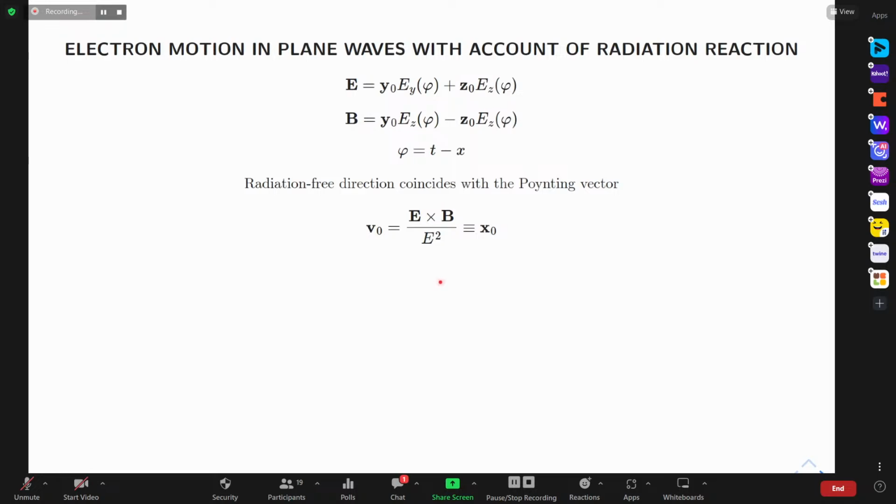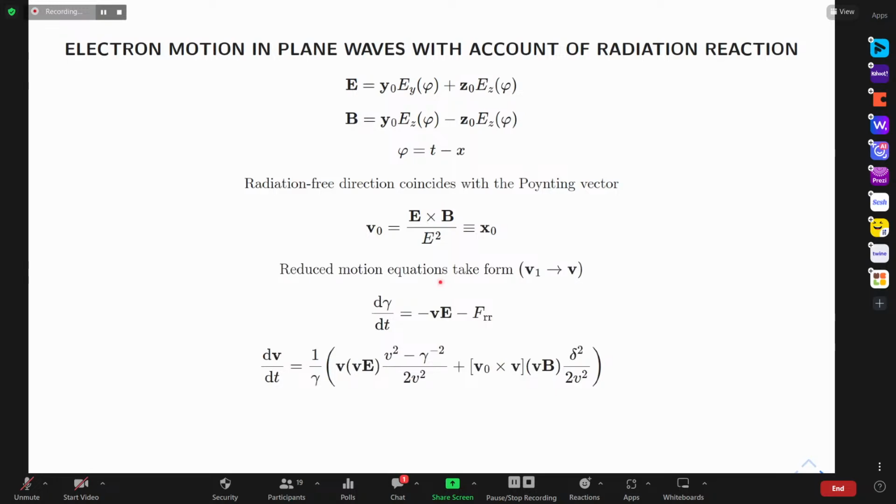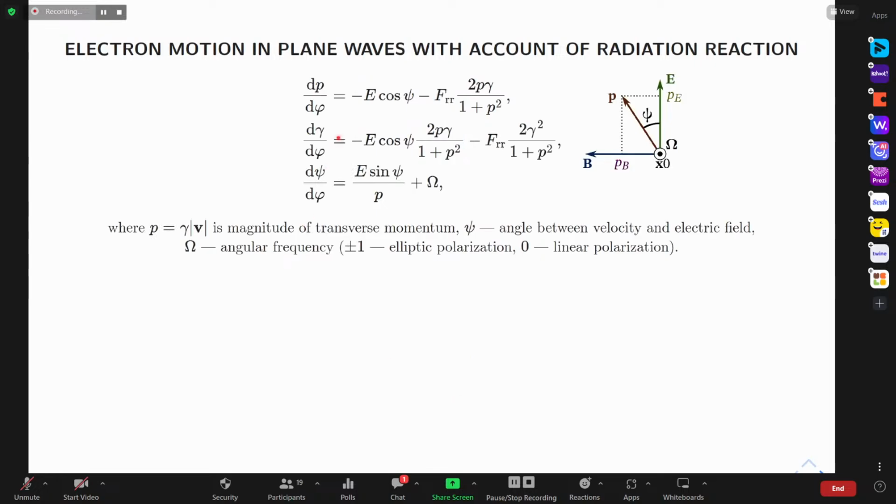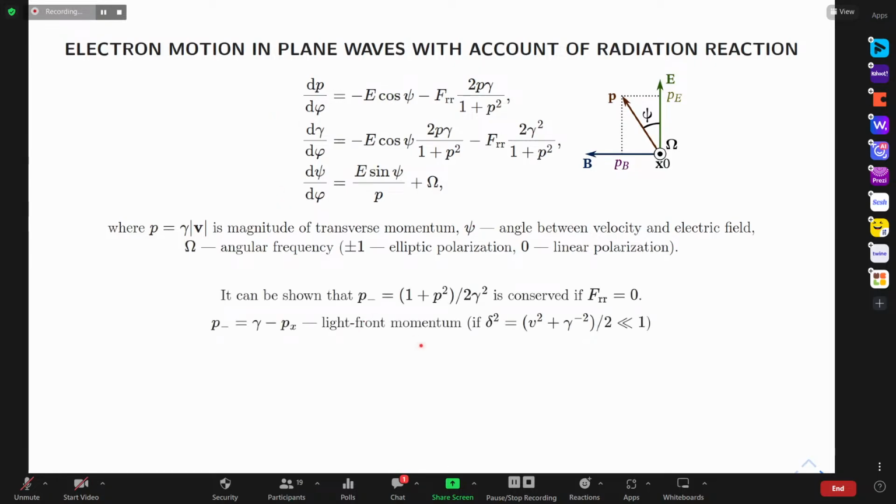So in that case, it's very useful to apply this perturbation theory and write the simplified motion equations, which you can see on this slide. And as it turns out, solving these equations is actually a matter of choosing a right set of variables. So first we introduce magnitude of transverse momentum P, and we also switch to phase phi as our integration variables. And then from these equations, it follows that there is integral of motion if we artificially neglect radiation reaction.